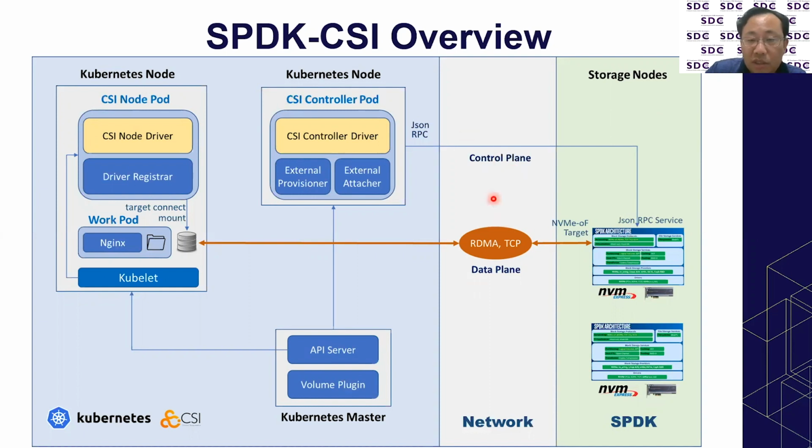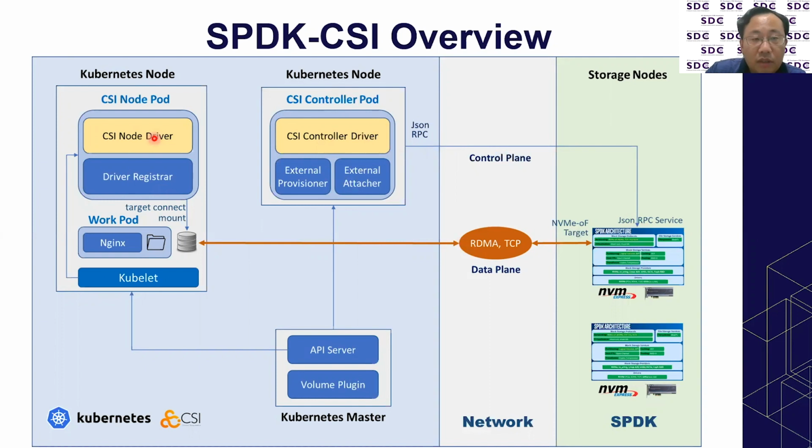In the middle are the network connections. For the network connection, you can see there are 2 networks. First is the control network. Only the CSI controller driver can access this control network. It can send JSON RPC commands to the SPDK node, to one or any of the SPDK storage nodes.